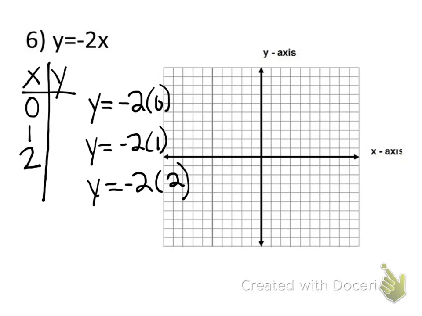All right, so what is -2 times 0? 0. What is -2 times 1? -2 times 1, everybody, right here. -2, thank you. What is -2 times 2? -4.